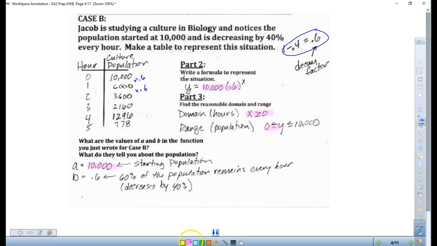That's the starting amount. And then the 0.6, this part was what's left every time. So 60% of the population remains every hour. Or I could explain it decreased by 40%. So 1 minus 0.4 gave me the 0.6.